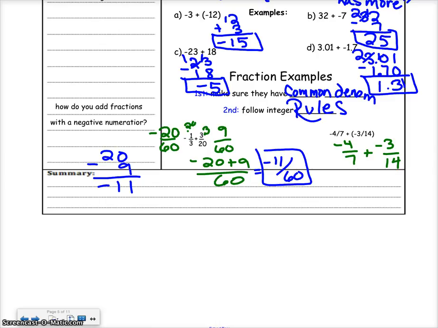Okay, what is the common denominator between 7 and 14? 14. Yes, please see that it's 14. Don't make it 98 or 28 or anything like that. See that it's 14. Be nice to yourself.